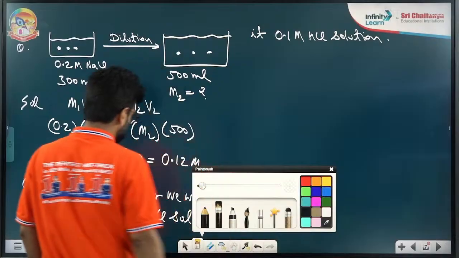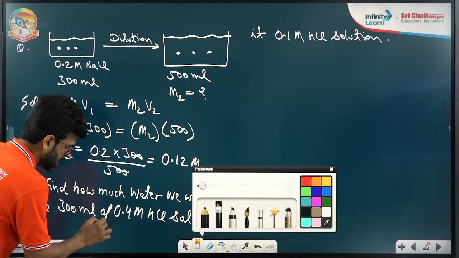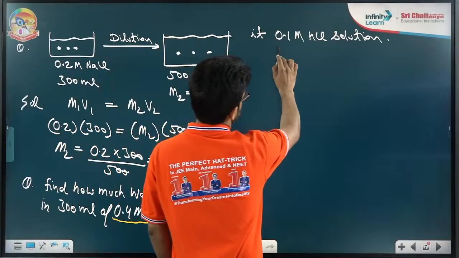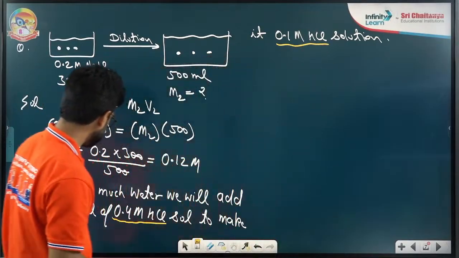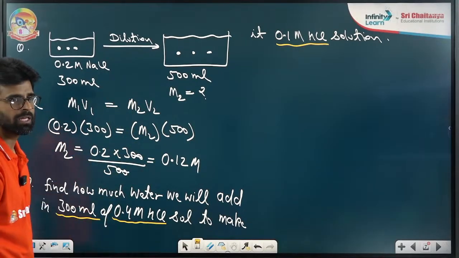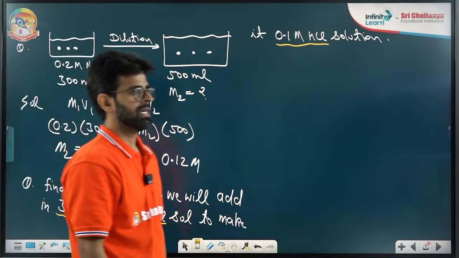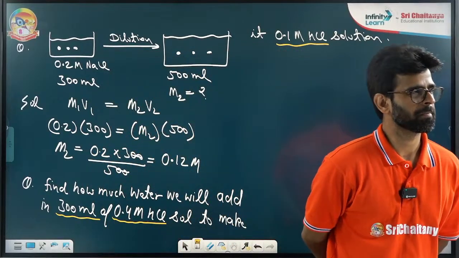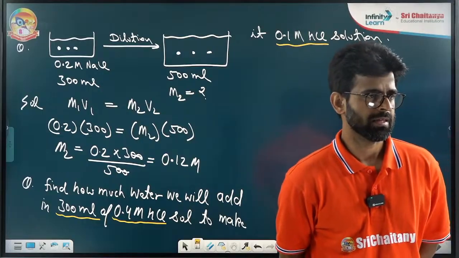This time, instead of a diagram, I gave the direct question. It is 0.4 molar, and here 0.1 molar. The volume is 300 ml, and they're asking something. So be careful, give me the right answer. Carefully give the right answer, don't make a mistake.